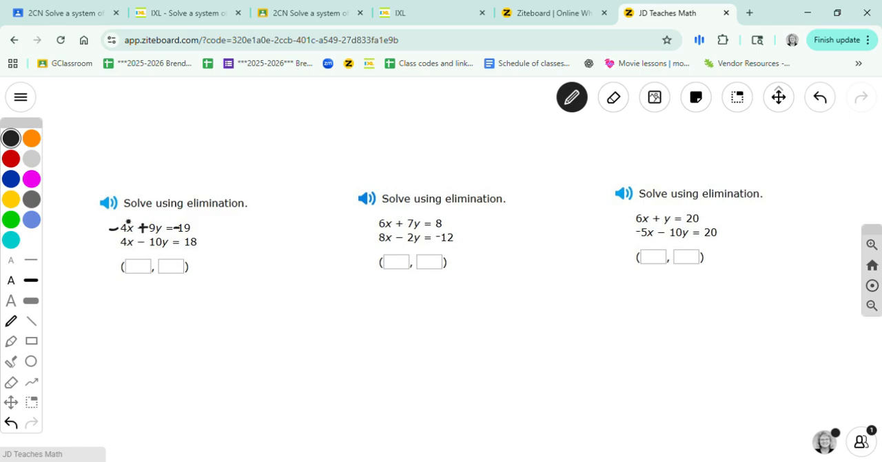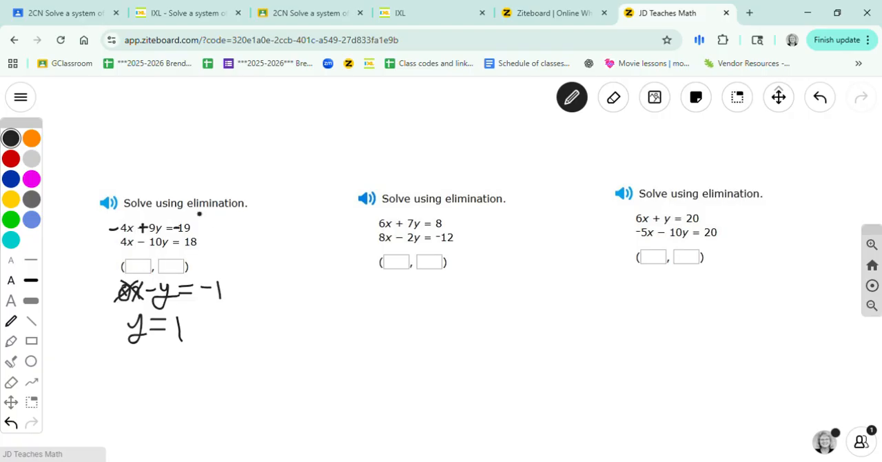So, -4 plus 4, well, that's 0. That's 0x. Negative 10y plus 9y, well, that's going to be minus 1y. And negative 19 plus 18 is going to equal -1. So switching the signs around again, I get that y is equal to 1, because we can ignore this 0x here, because it's a 0.